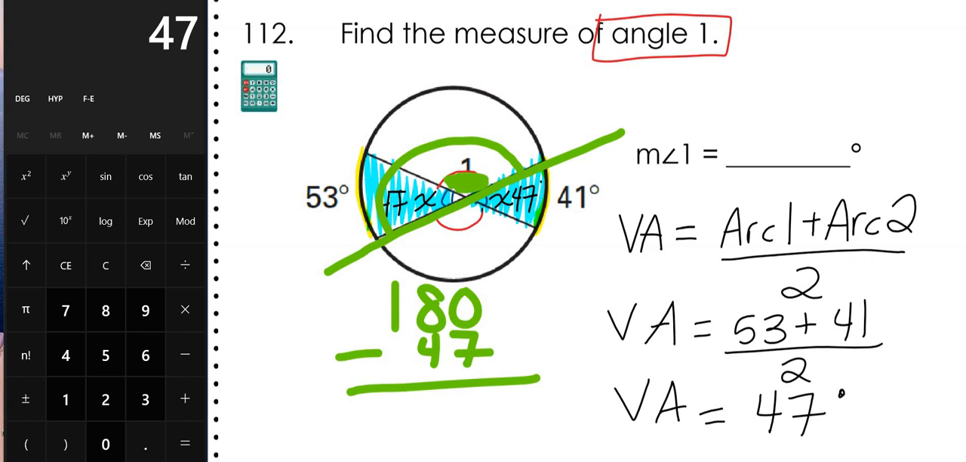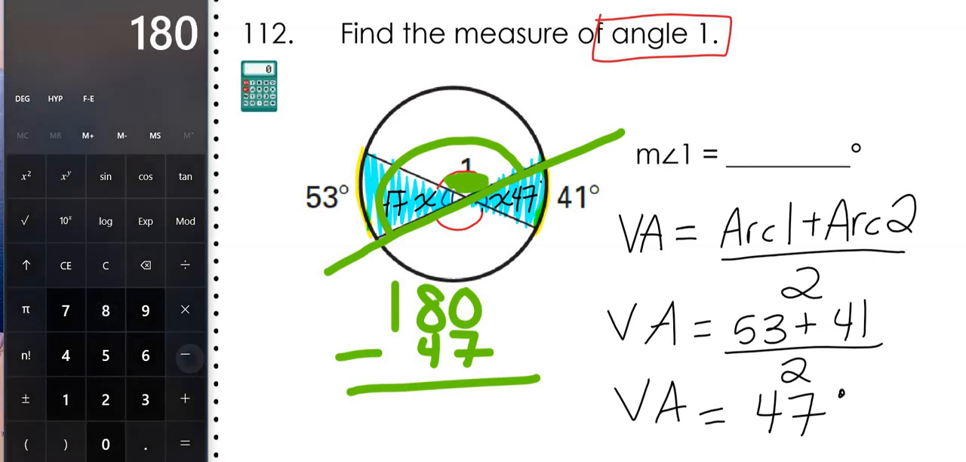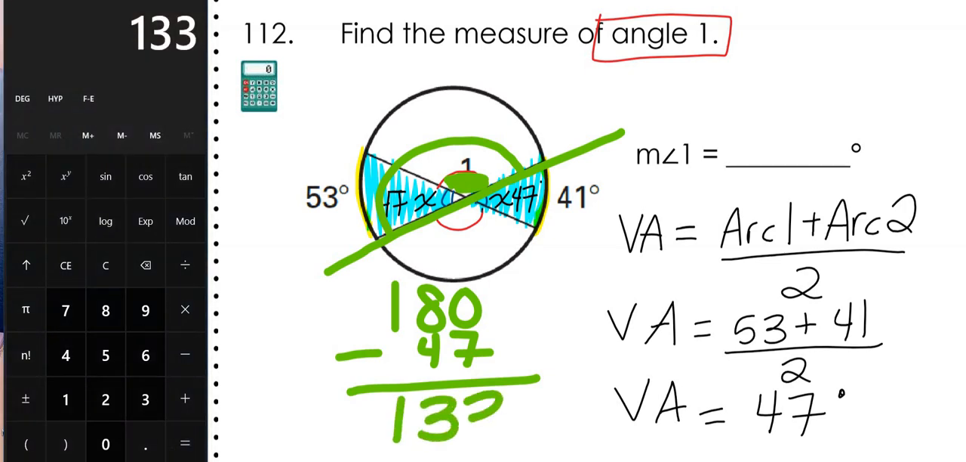So in my calculator, 180 minus 47 equals 133 degrees. That's going to be the measure of angle 1 up top, and same thing along the bottom.